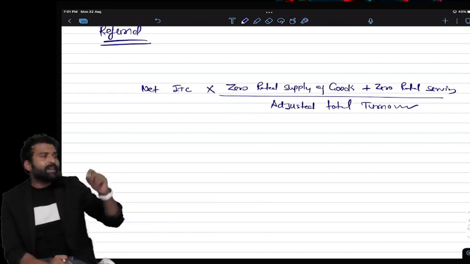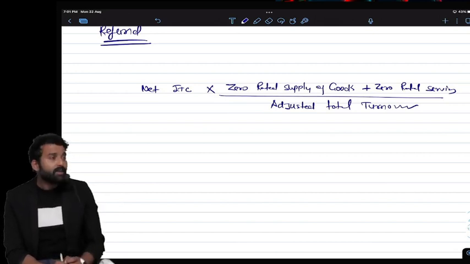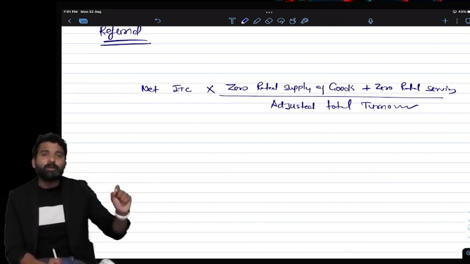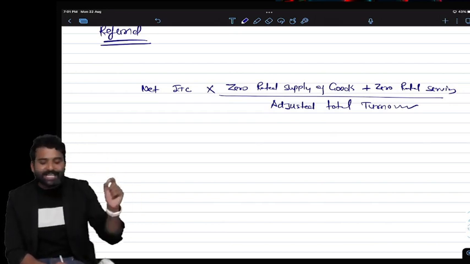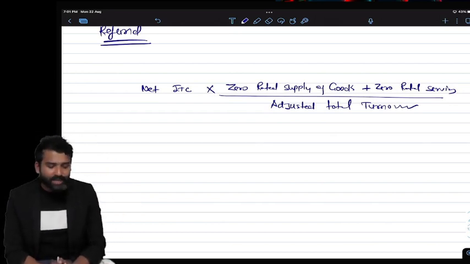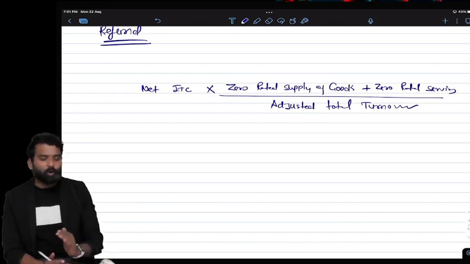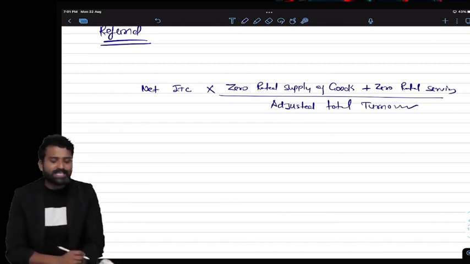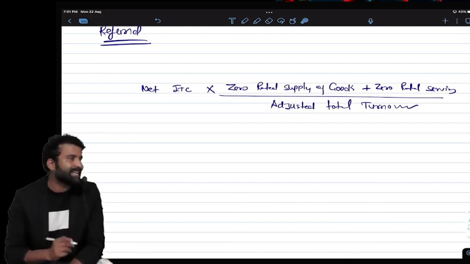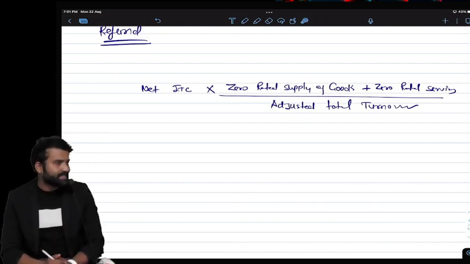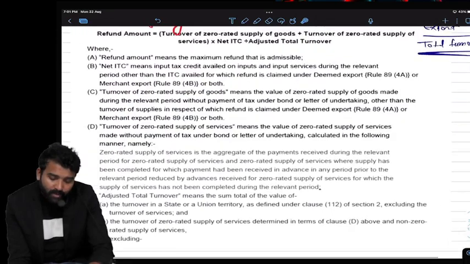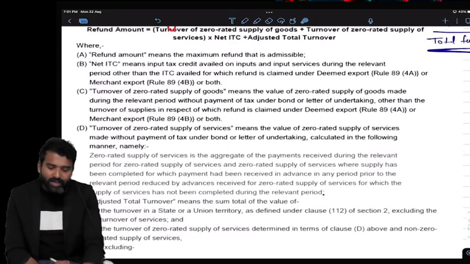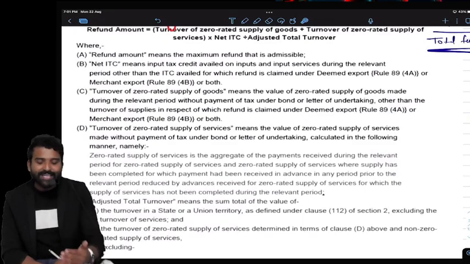So maybe in MCQ based question, they might ask you a practical question where they will ask you how much is your maximum ITC refundable in case of zero rated supply. So you have to put this formula. Numerator is basically export turnover of goods and services, and denominator is basically total turnover of goods and services. But in this formula, what is the meaning of net ITC, what is the meaning of turnover, what is the meaning of adjusted total turnover, that is also given.